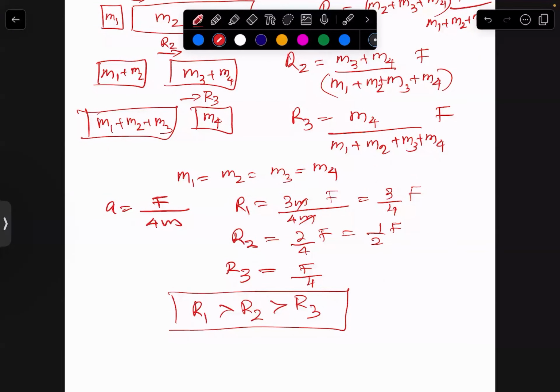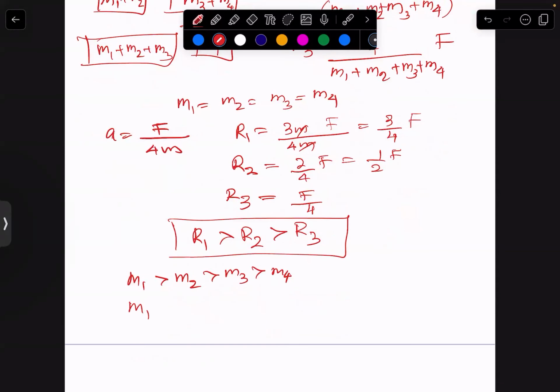If it is in decreasing order, M1 is greater than M2 is greater than M3 is greater than M4, you try to find this thing. This is for your thinking exercise. What will happen to the reaction forces if the masses are in this order?